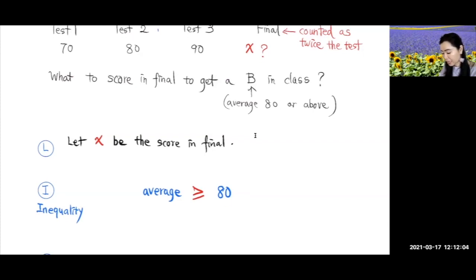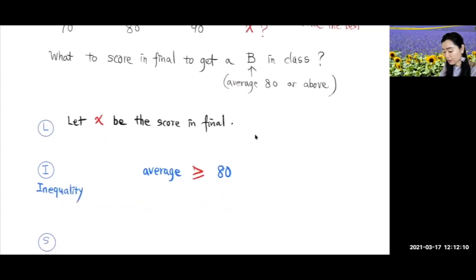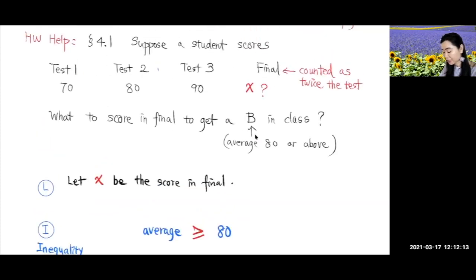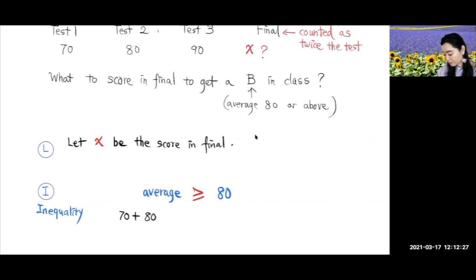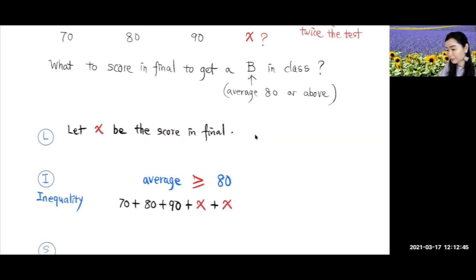Now, how do you find this average for the student? For this class, they have only tests and a final, and the final counts as twice. So to find the average, you add them up and divide by the number of tests. So I will have 70 plus 80 plus 90. I add this, and this. I also add this, so plus x. But because the final counts twice as much as a test, I need to add it one more time. So you add 2x, so x and x.